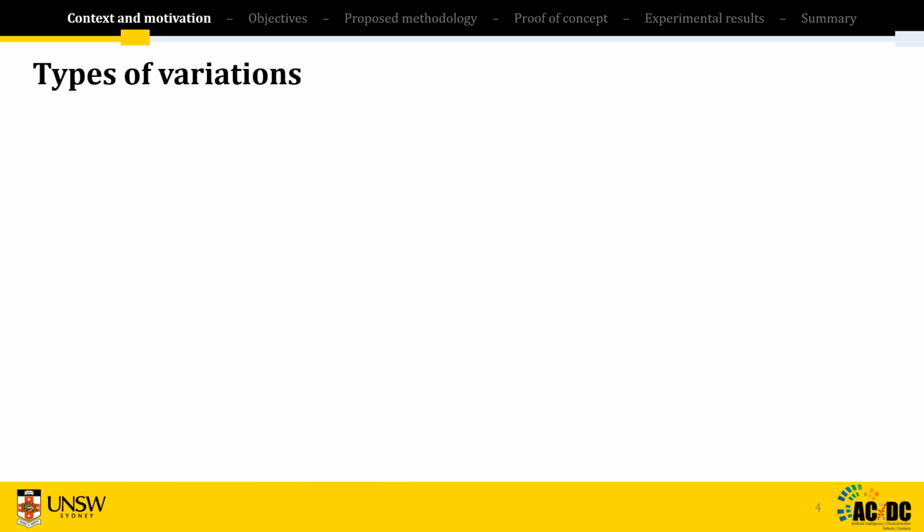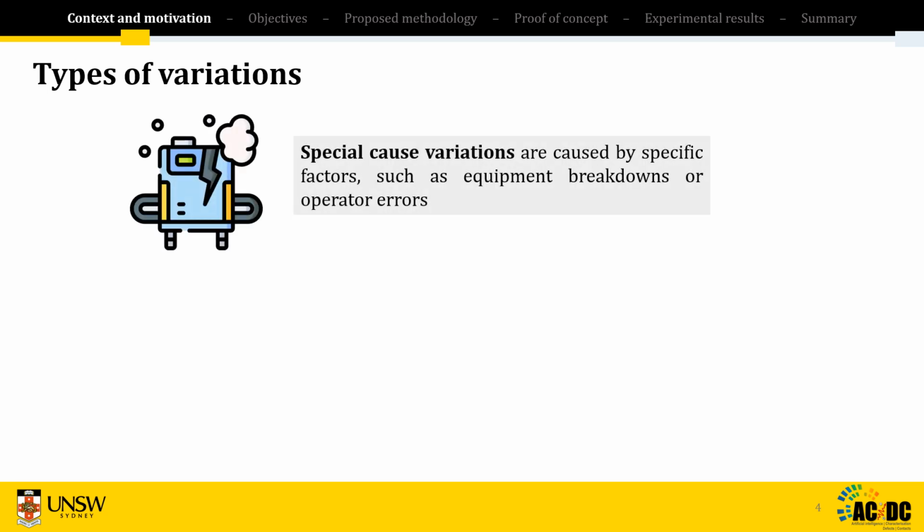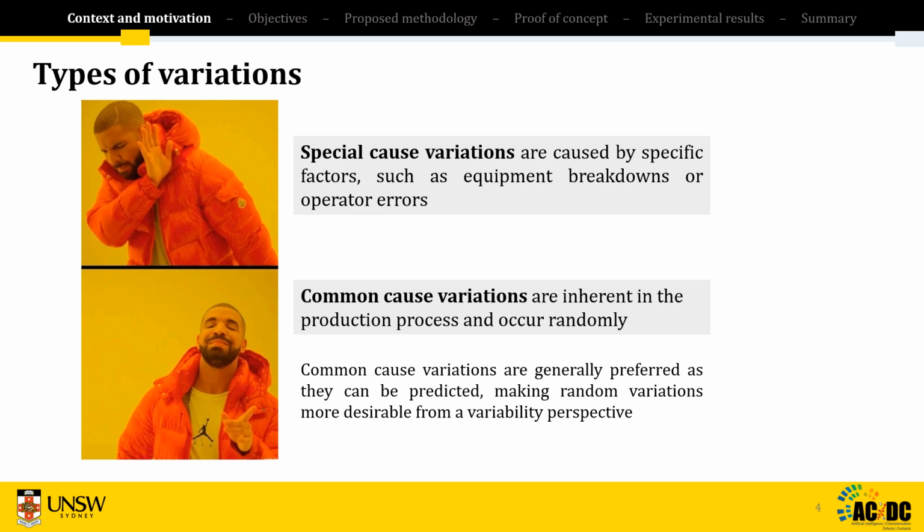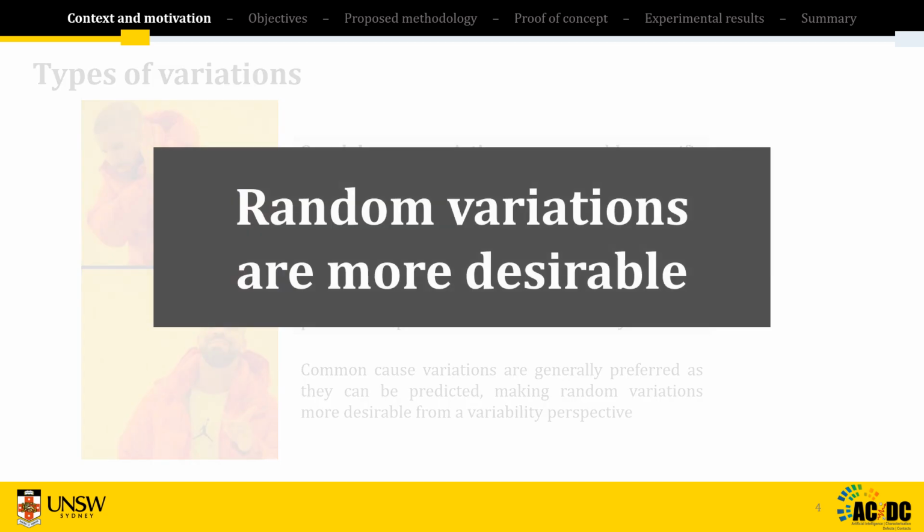There are two types of variations that could occur in a production line. The first one is called special cause variations, which are caused by specific factors such as equipment breakdowns or operator errors. The second one is called common cause variations, and these are inherent in the production process and occur randomly. Common cause variations are generally preferred as they can be predicted, making random variations more desirable from a variability perspective. So let's remember, random variations are more desirable.